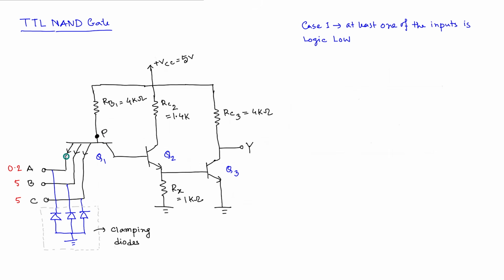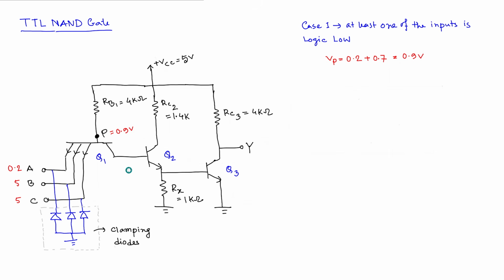So because of the first junction, the device is forward biased, and the voltage we get at P is Vp equal to what? 0.2 plus 0.7, the voltage required for forward biasing that junction, which is equal to 0.9 volt. So this value will be 0.9 volt.